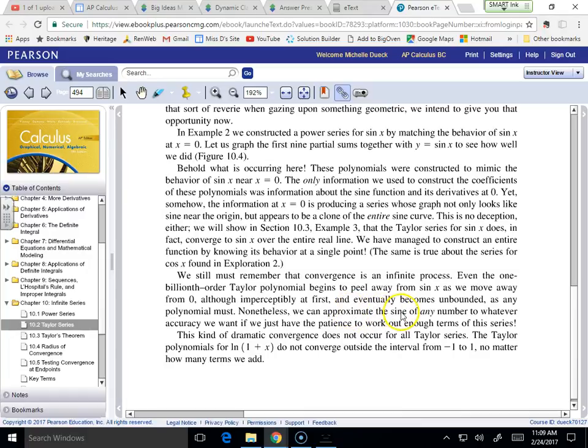Nonetheless, we can approximate the sine of any number to whatever accuracy we want. We just have to have enough patience to work out the terms.